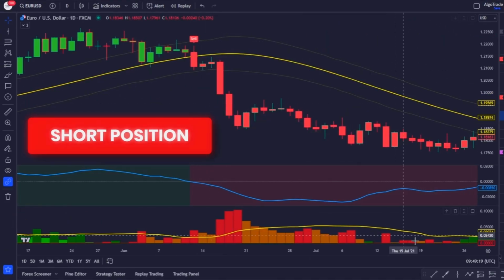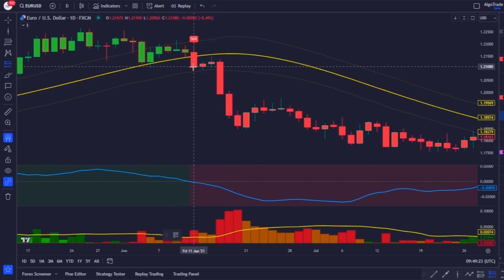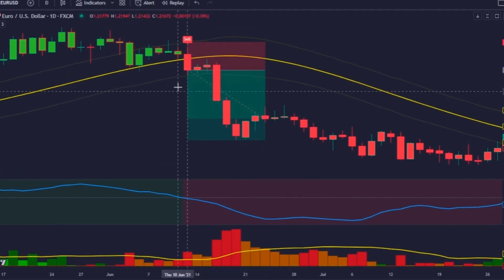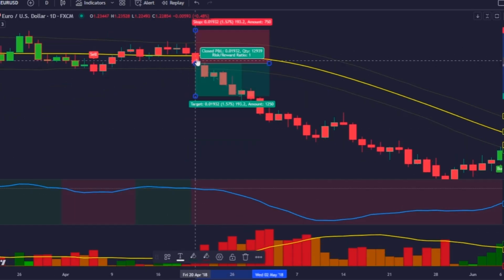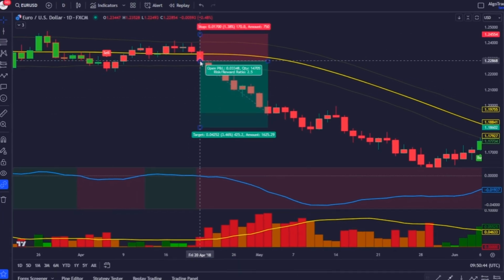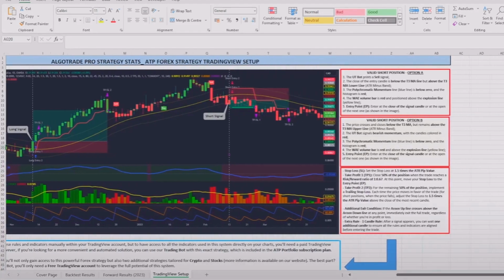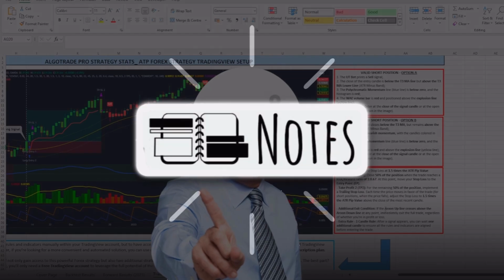Regarding short positions, the 2 possibilities are the same but work in the opposite way. Here you have an example of a short position where the UTBot was the entry trigger, and here you have the other possibility where the T3MA was the trigger. Shortly, I will also give you a document that has all the rules stated, so don't worry about taking notes.